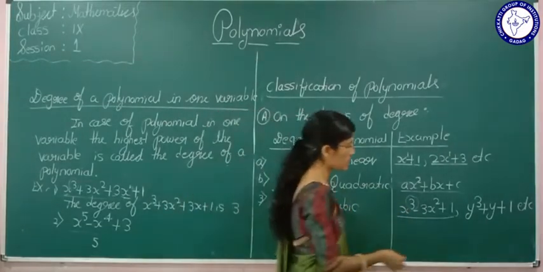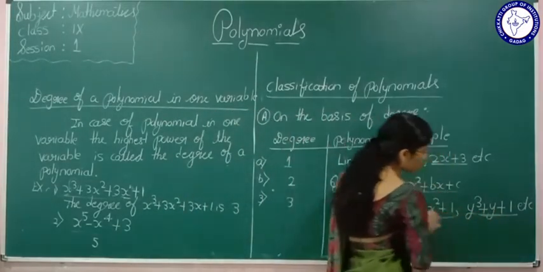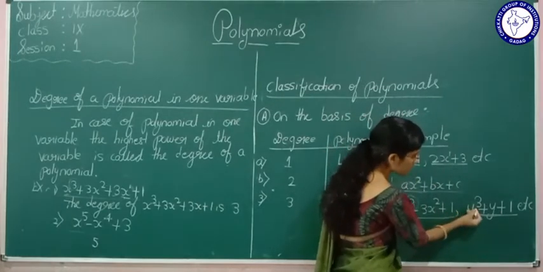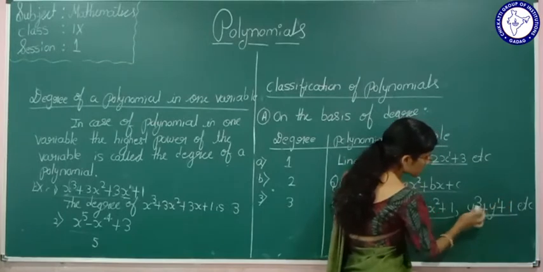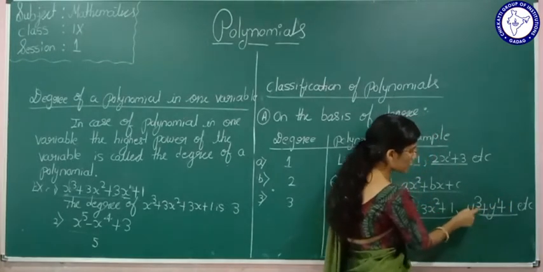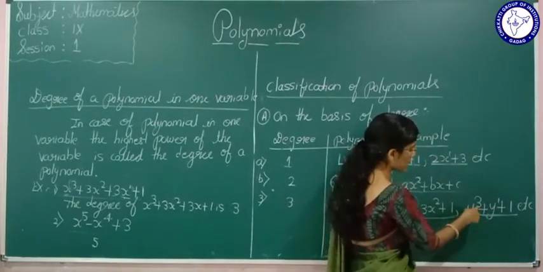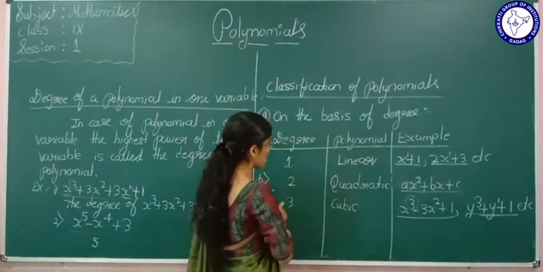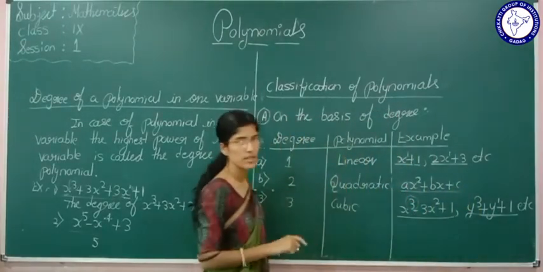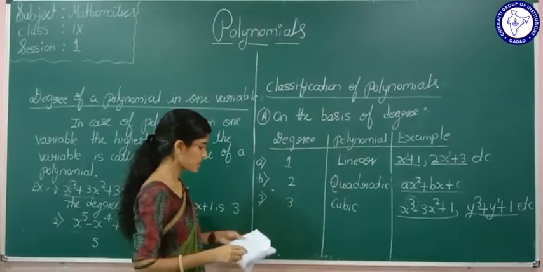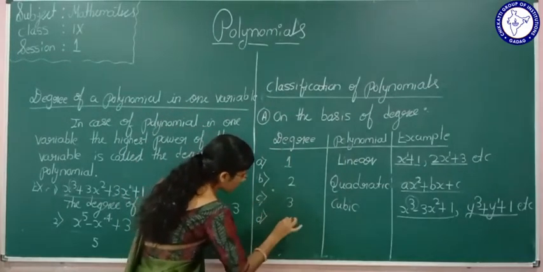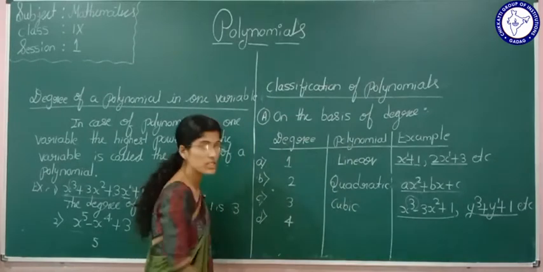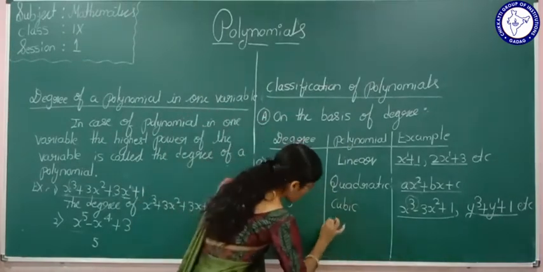Now one more example I give here. So what is the degree of this polynomial? Here the variable power is 3, here it is 1. Which is the highest here? 3. Definitely the degree of this polynomial is 3. If the degree of the polynomial is 3, it is called cubic polynomial. Okay. So next we will see, what if the degree of the polynomial is 4? It is called biquadratic polynomial.